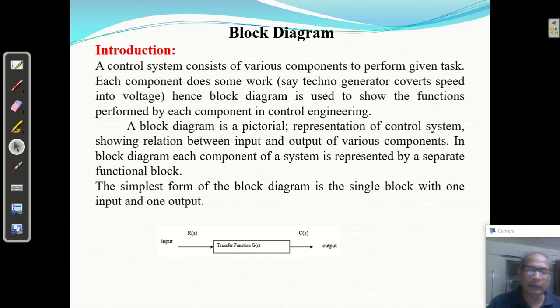So first, for example, here we have given a block. This is the simplest form of block. This is the transfer function of the system, G(s). This is the reference input, and this is the controlled output. So it is an open loop control system. Here we need the block, like this. So what is a block diagram? It is a pictorial representation of control system.